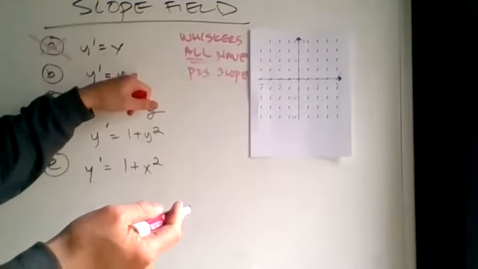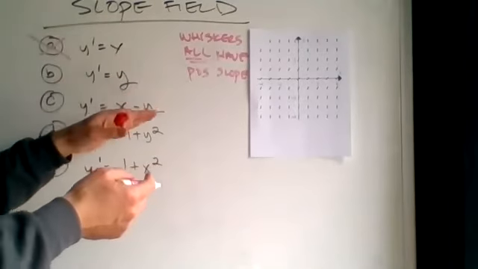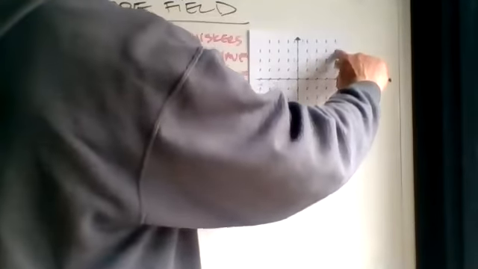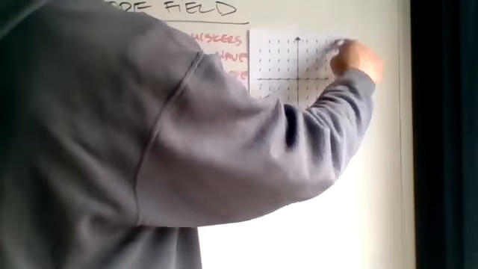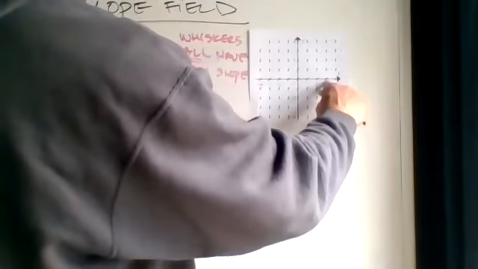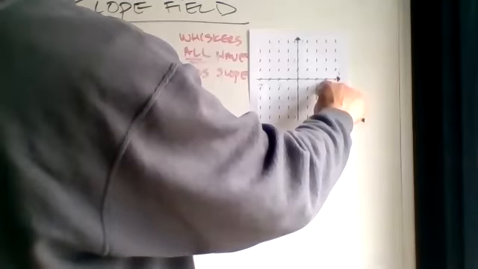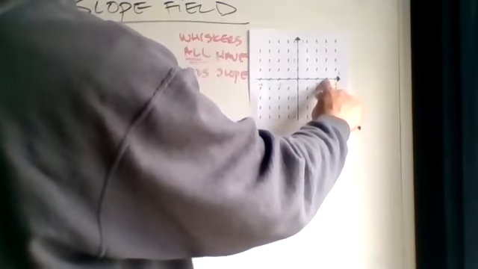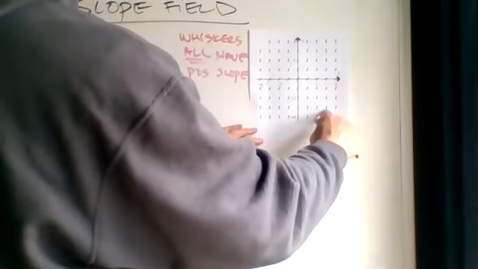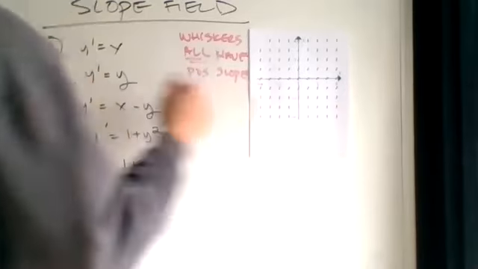The next one, y. This says the slope is always equal to the y coordinate. Right here, the y coordinate is 4. Could that be a slope of 4? Well, sure, that doesn't disqualify it. Here, my y coordinate is 0. Is that a slope of 0? No, that's not a slope of 0. Here, my y coordinate is -3. Is that a slope of -3? No. Gone.